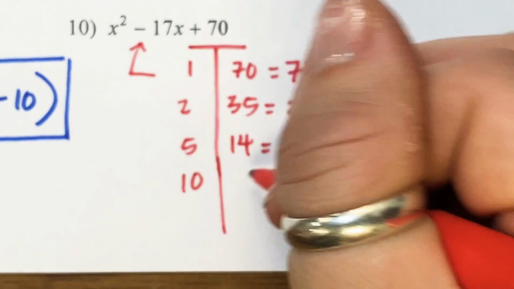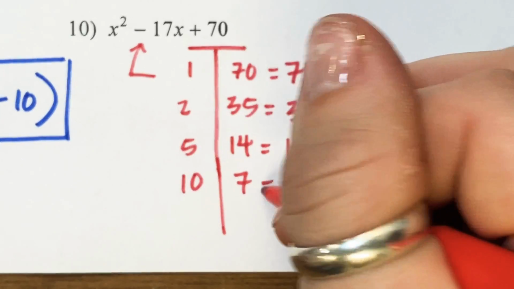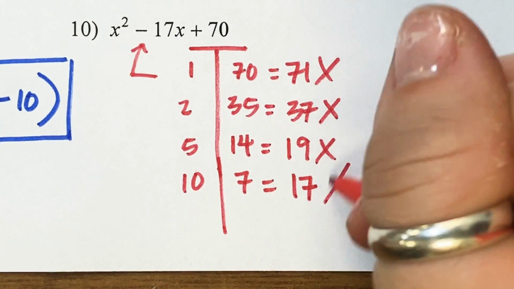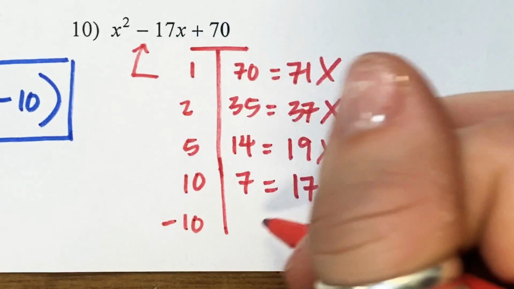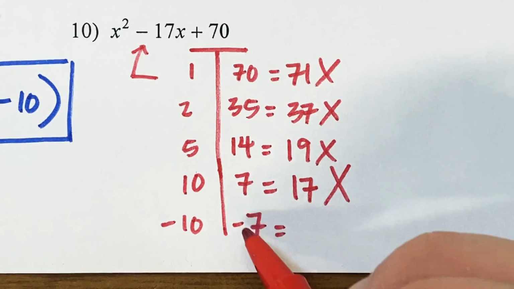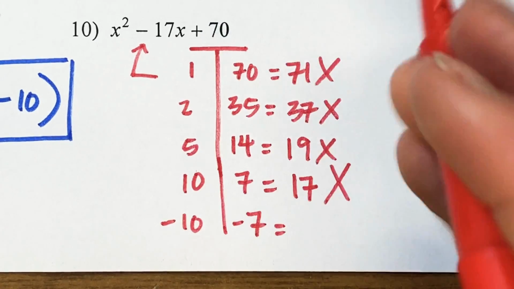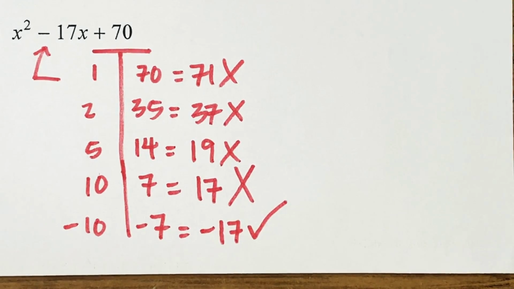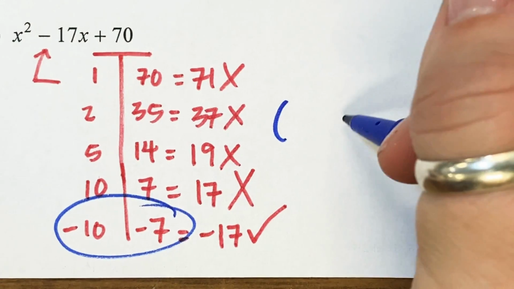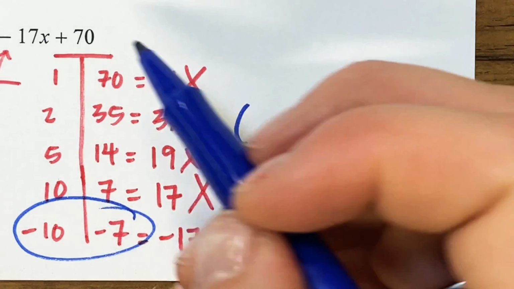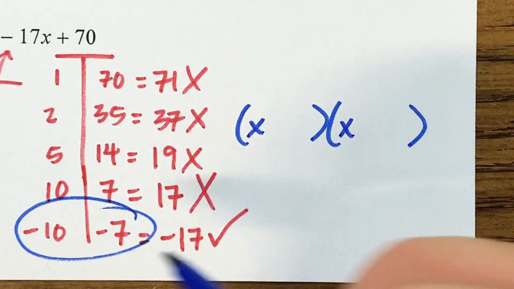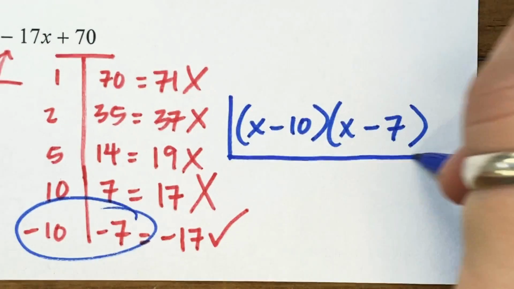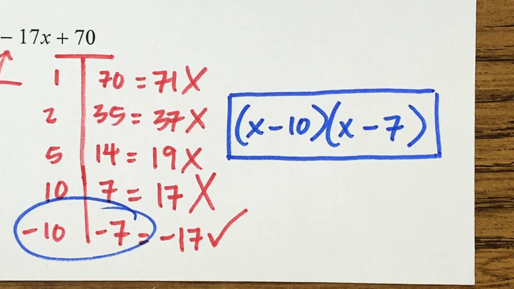Okay, what about 10 times 7? That'll give me 70. Okay, when I add those two together, that gives me positive 17. We're looking for a negative, remember? Okay, but we got it. So we know that negative 10 times negative 7 will still give us positive 70, but it'll add to negative 17. Okay, so we found our two numbers that add to the middle one. So write your parentheses set. Okay, put our variable, which is x this time, so x minus 10 and x minus 7. And there is our answer.